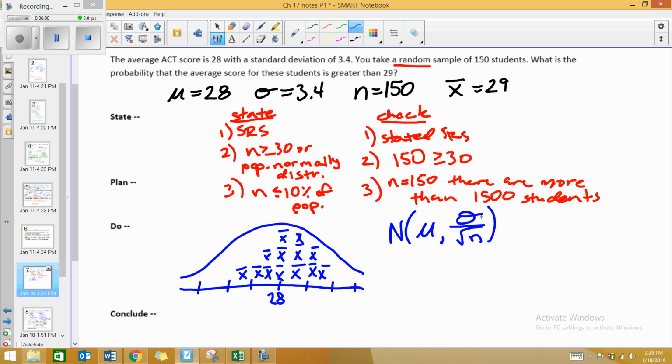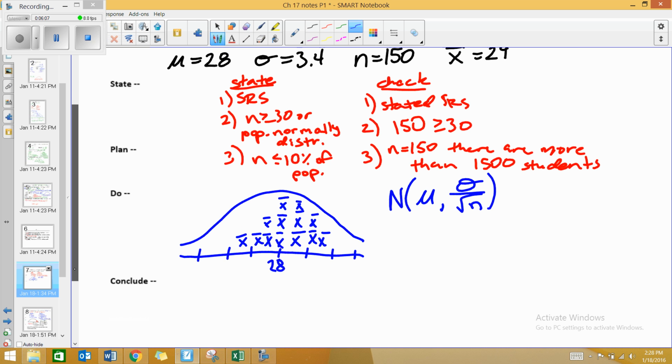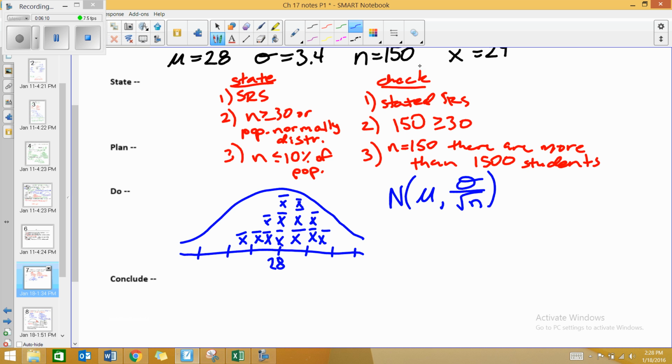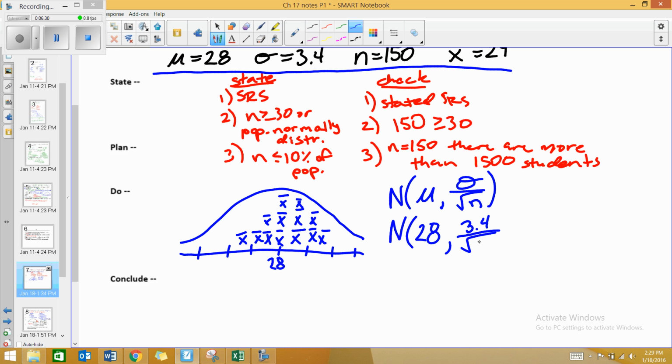So it's my population standard deviation divided by, well, how large was my sample? Okay, so looking at all of those parameters I first listed up here, I'm now ready to start using this formula. So I know that this picture will be centered at 28, and then each of these tick marks, each of these standard deviations, what size will those be? It's going to be 3.4 divided by the square root of 150.